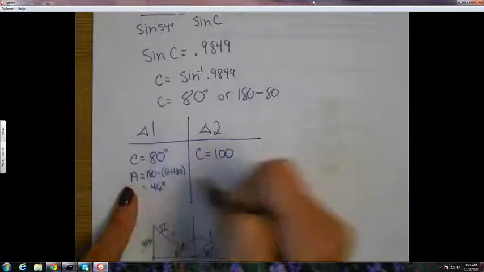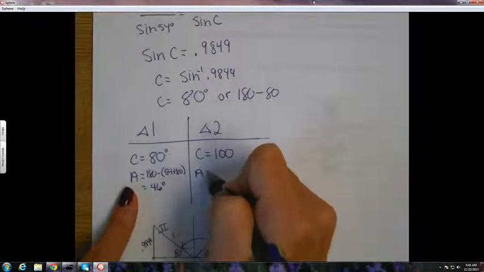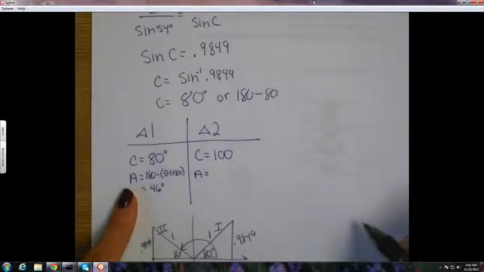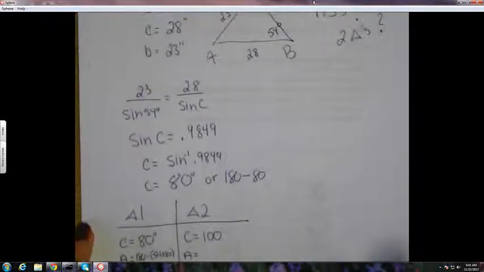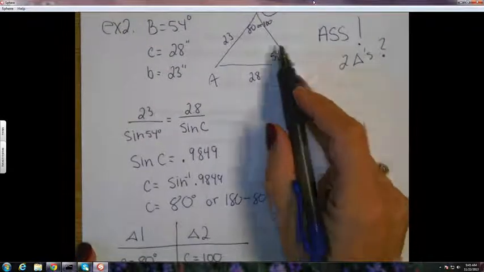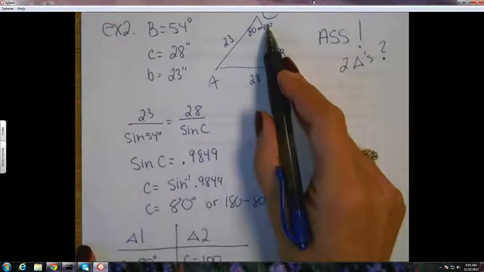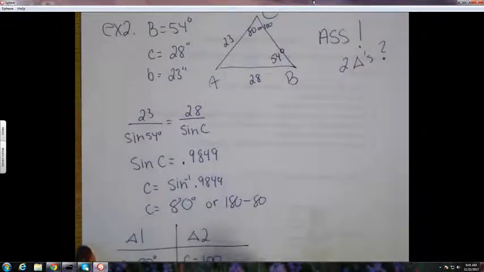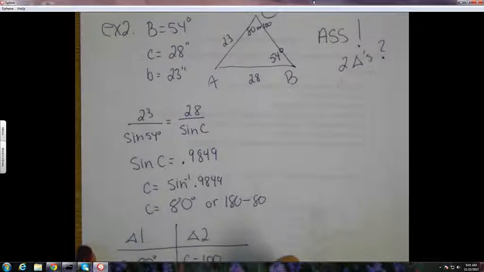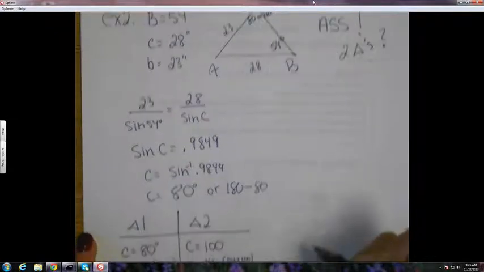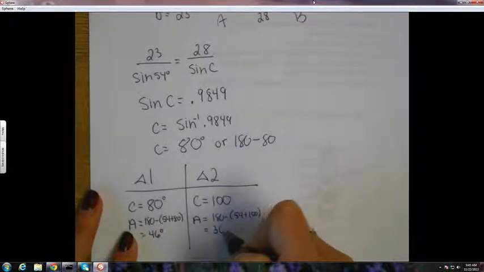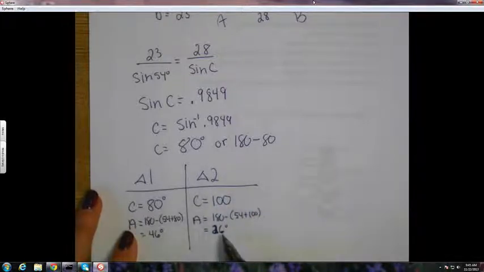Okay. Move to the second triangle. I've got a 54 and a 100. So 180 minus 54 plus 100 is 26. So there is a second triangle here. This is where it would fall apart, it must be my last example where it falls apart. So there are 2 triangles.